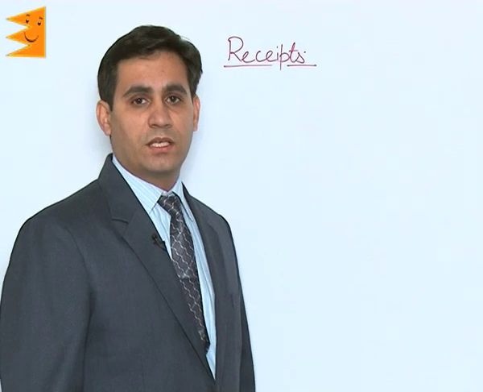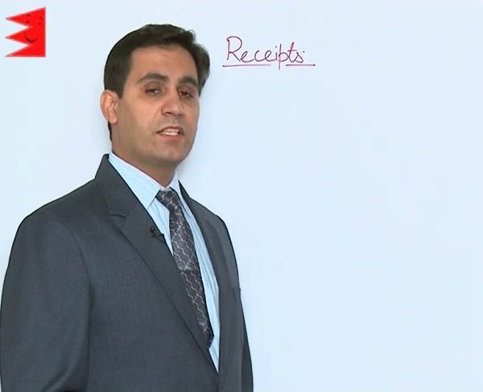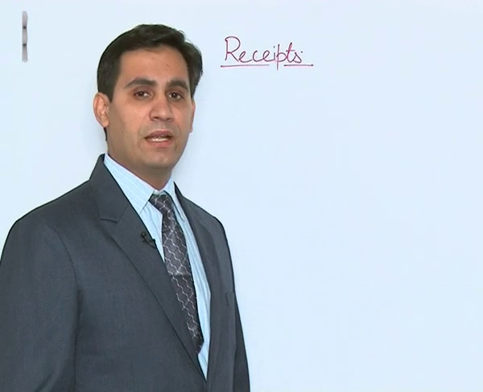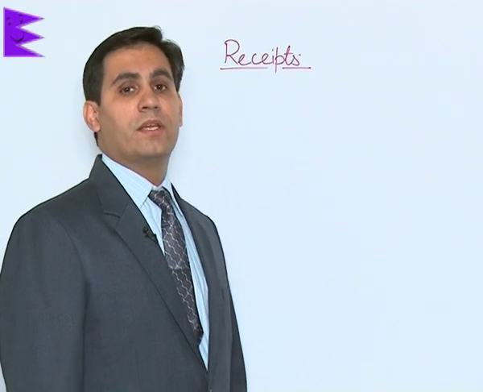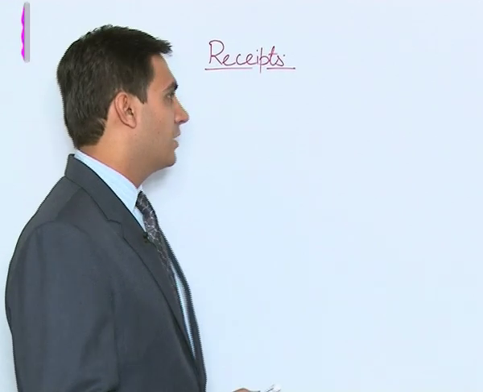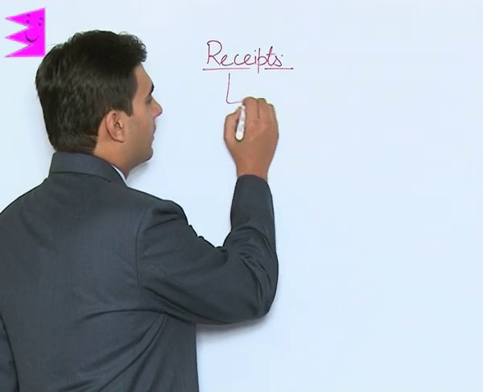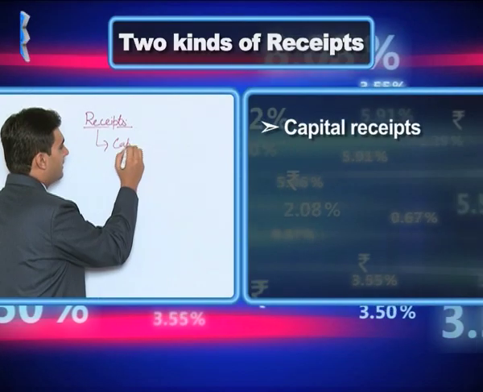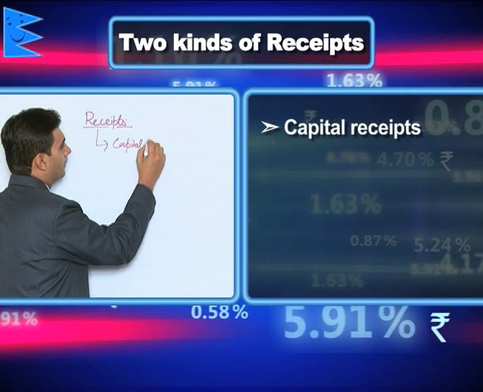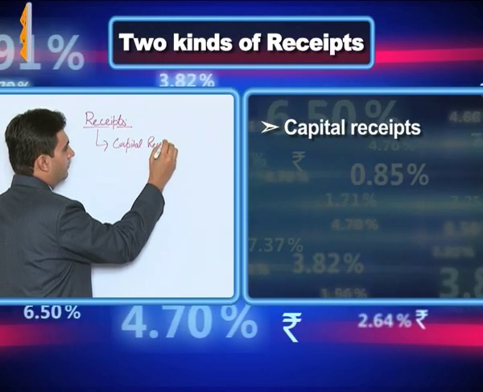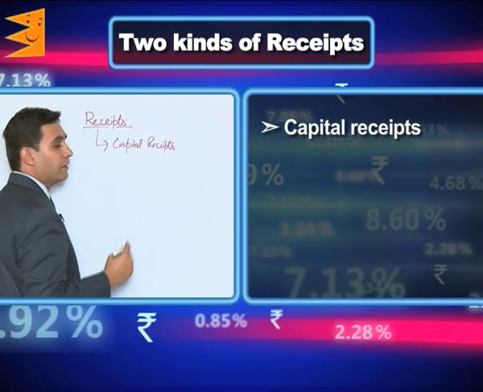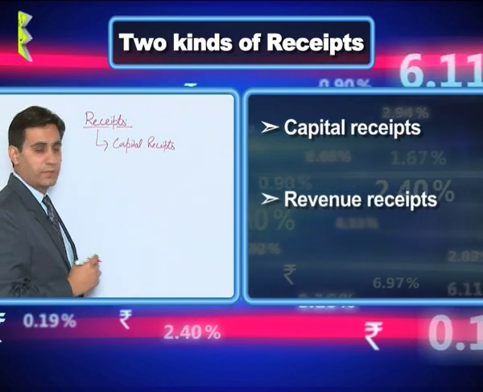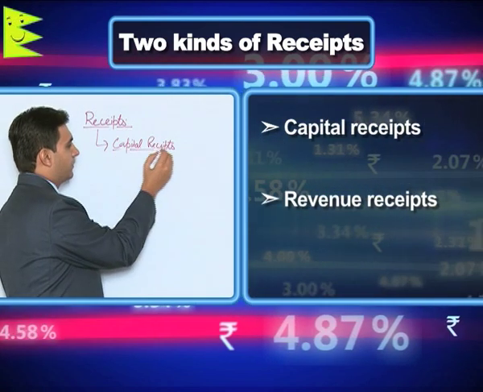Coming to receipts. Receipts means the amounts that we have received during a particular financial year in the business. Just as in case of expenditure, we have capital expenditure and revenue expenditure. Similarly, in case of receipts, we have two kinds of receipts, that is capital receipts and the second part is revenue receipts. So let us discuss capital receipts first.